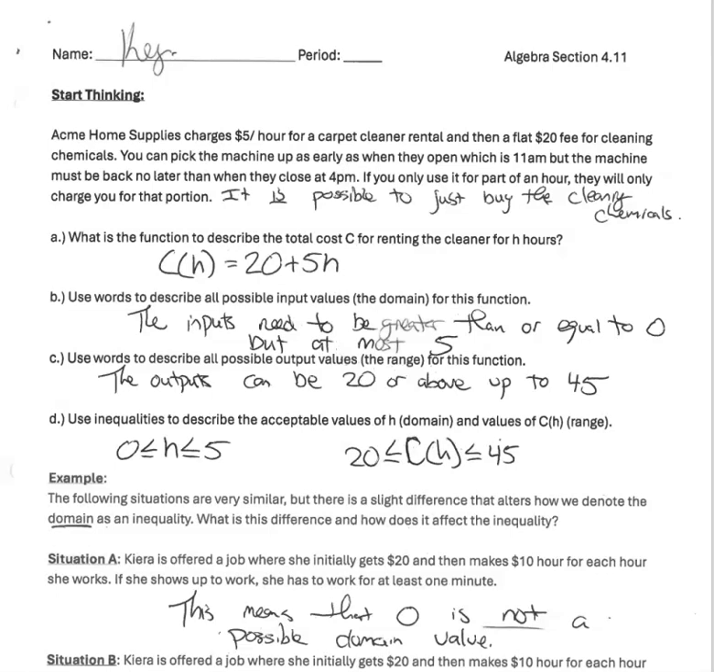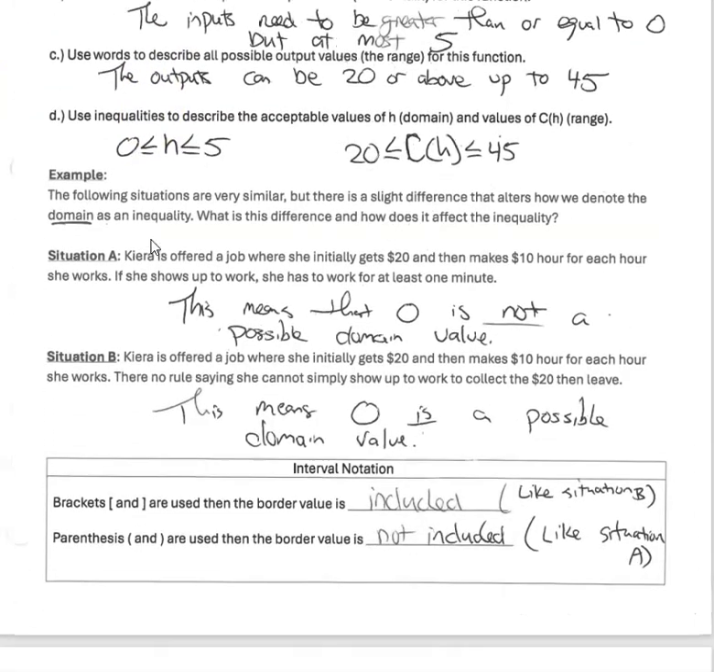The one that says at least 0, at most 5, we can write as a compound inequality of 0 is less than or equal to h, which is less than or equal to 5. And that represents all the possible values of how many hours you could rent this thing from 0 to 5. And then the range is going to be C of H, which is the cost for H hours, is going to be between $20 and $45, including 20 and 45 as possibilities. So what we learned here was that there is a way of using inequalities to represent the different domain and range.